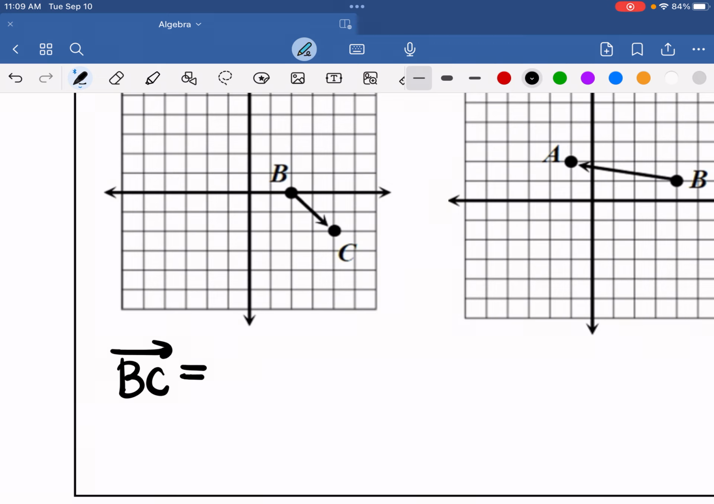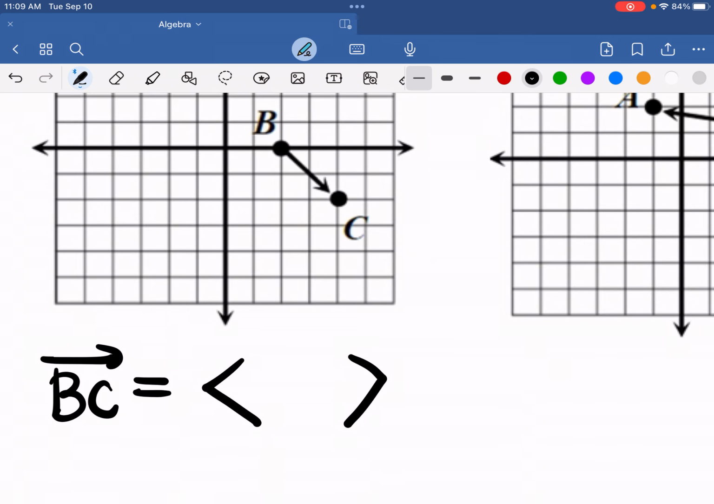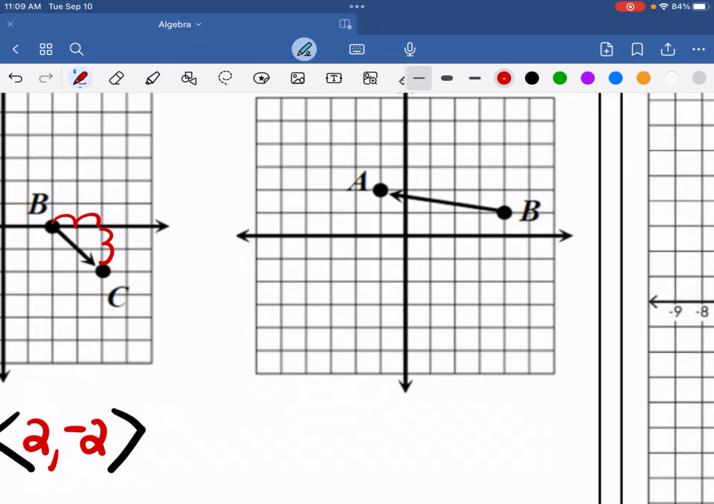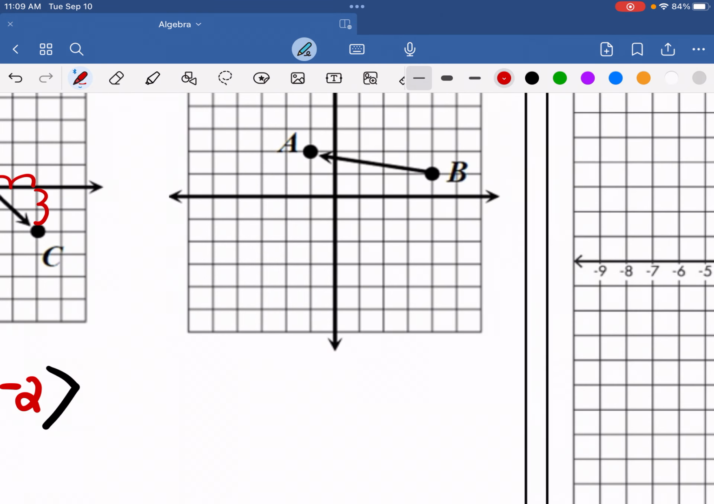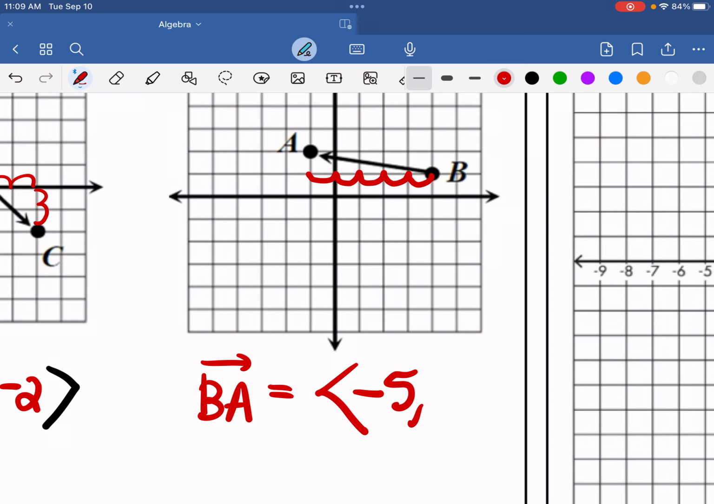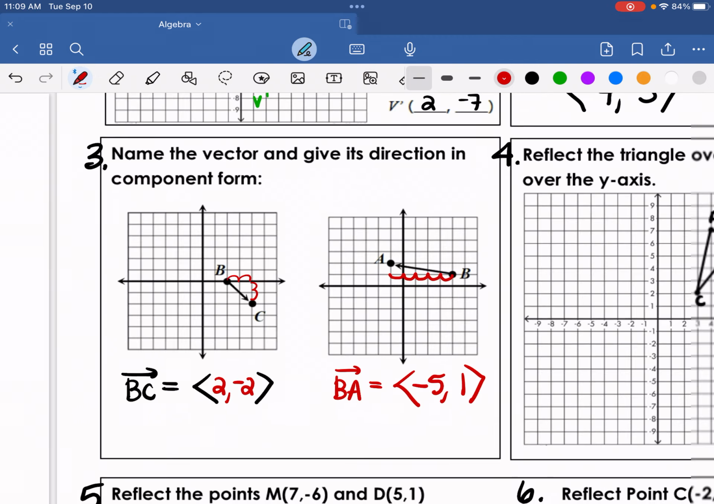Vector BC has a direction of 2 to the right, because we always go right and left first. 1, 2. 2 to the right, that's positive 2. And then it went down to negative 2. And that's finished. Okay, second one. This one is BA. This one's called vector BA because it starts from the point to the arrow. And this one went left, 1, 2, 3, 4, 5. So that's -5 because it went left, and up 1, +1.